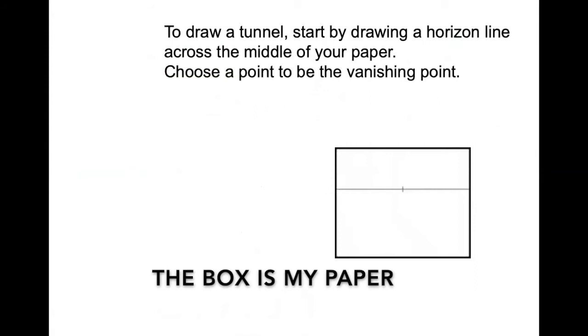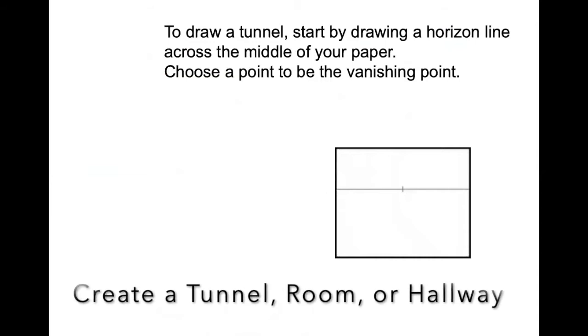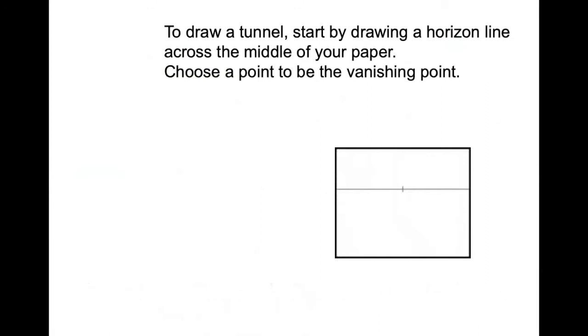For your task, you're going to be trying to draw a room from your imagination that has linear perspective, 1-point linear perspective. And you're going to start by drawing a tunnel. You will have a horizon line in the middle of your paper, and you can choose a point to be your vanishing point. It doesn't have to be right in the center.